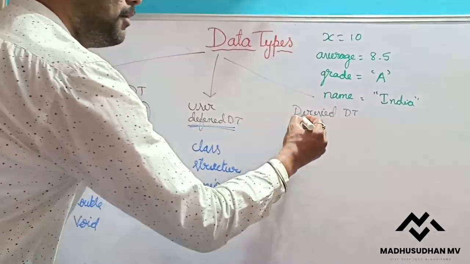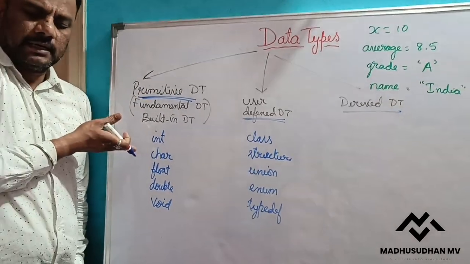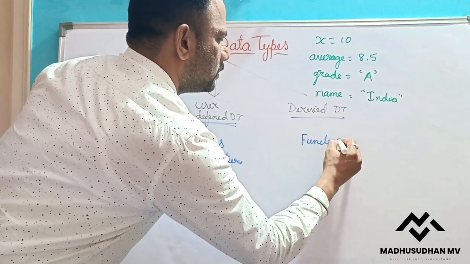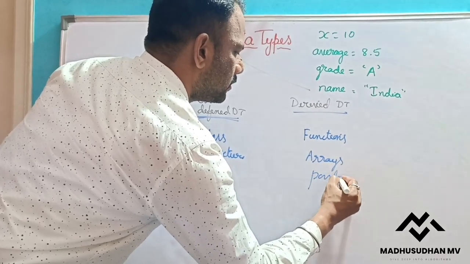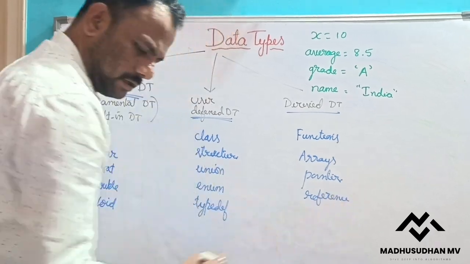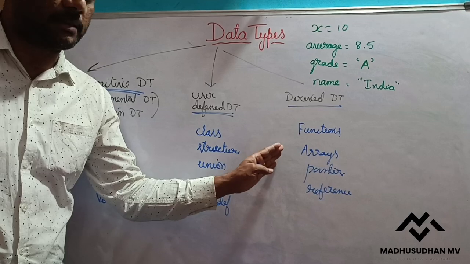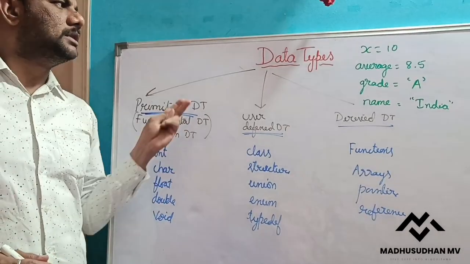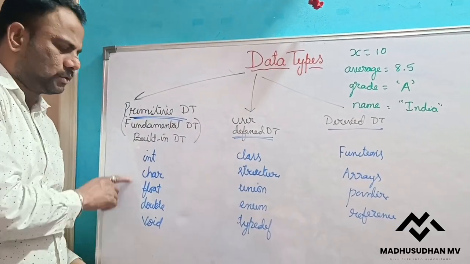Then derived data types are the data types which are derived from the existing data types. Which are those? Functions, arrays, pointers, reference. So these are the 4 derived data types. Again, derived data types are the data types which are derived from the existing primitive data types. So these are the different data types. Now let us see these 5 primitive data types one by one.